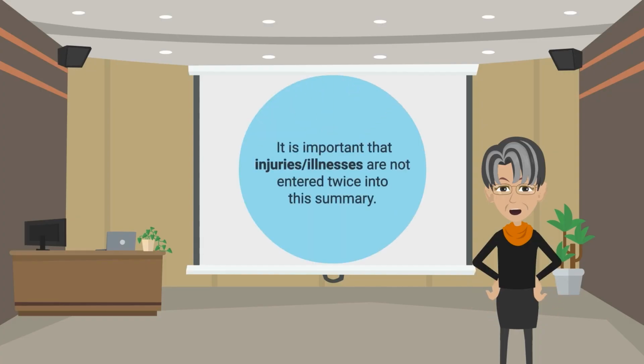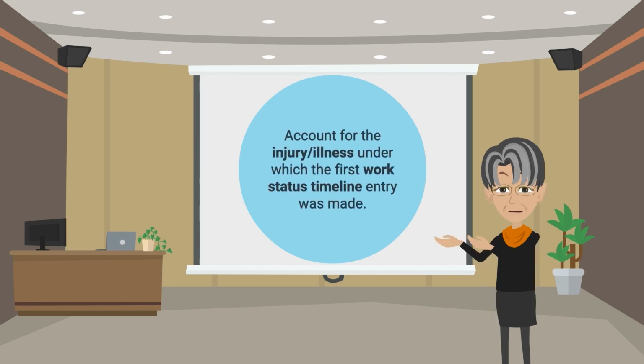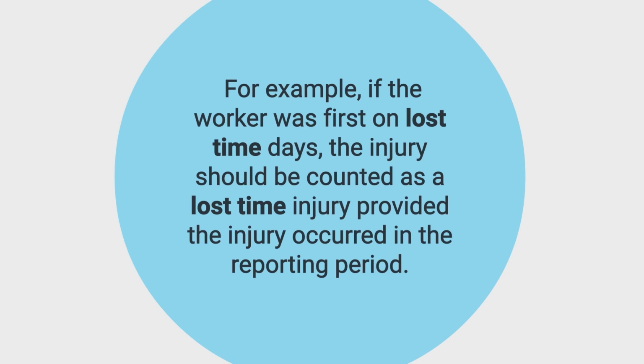Note, it is important that injuries and illnesses are not entered twice into this summary. Account for the injury or illness under which the first Work Status Timeline entry was made. For example, if the worker was first on lost time days, the injury should be counted as lost time injury provided the injury occurred in the reporting period.